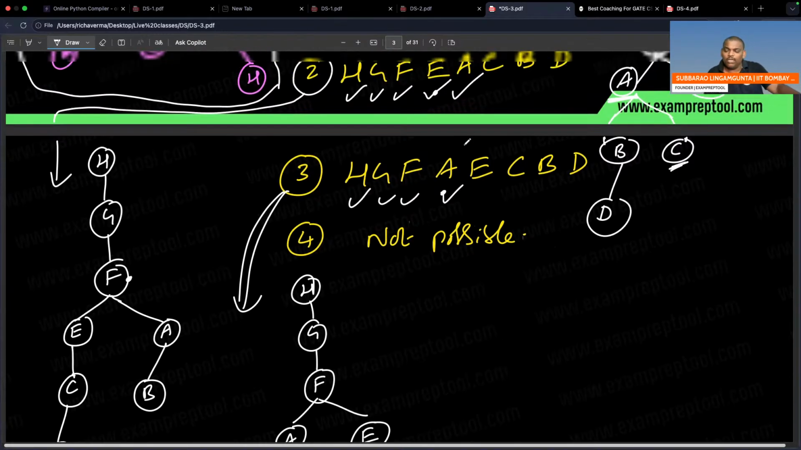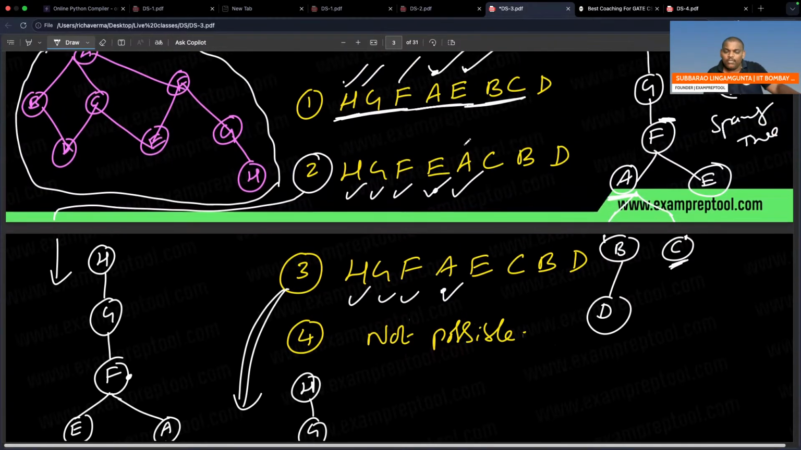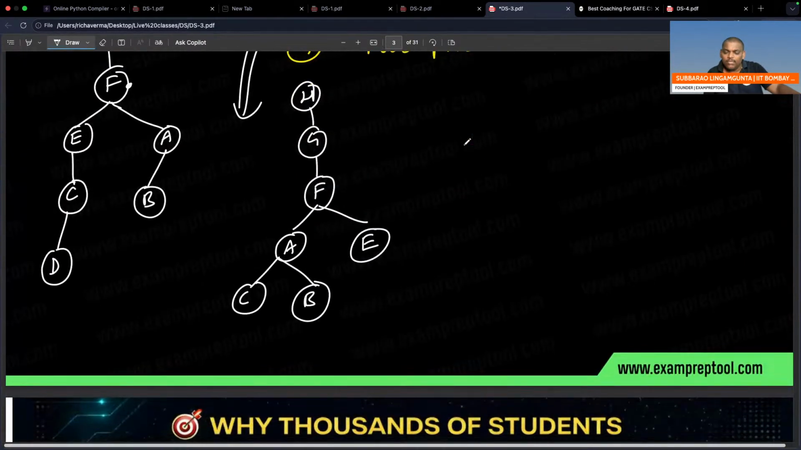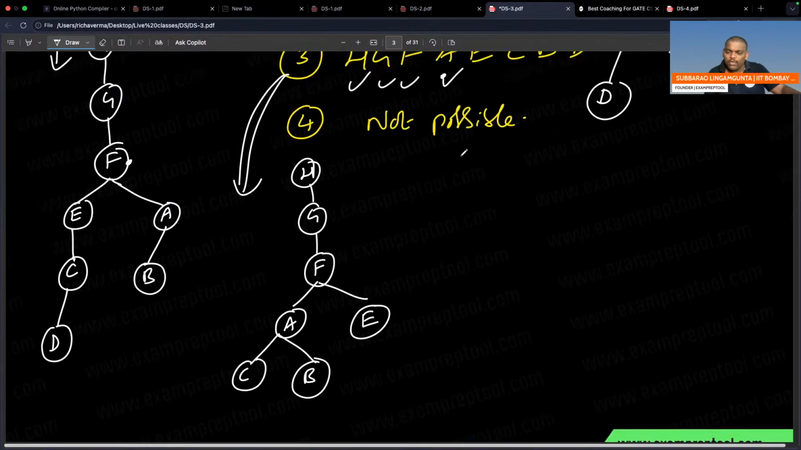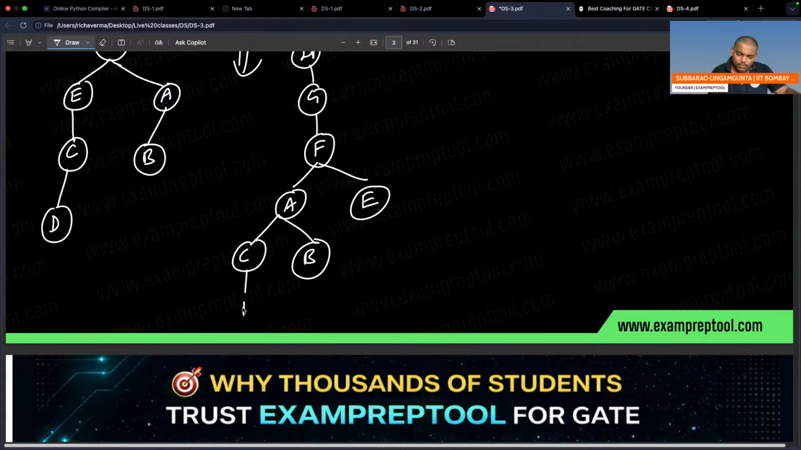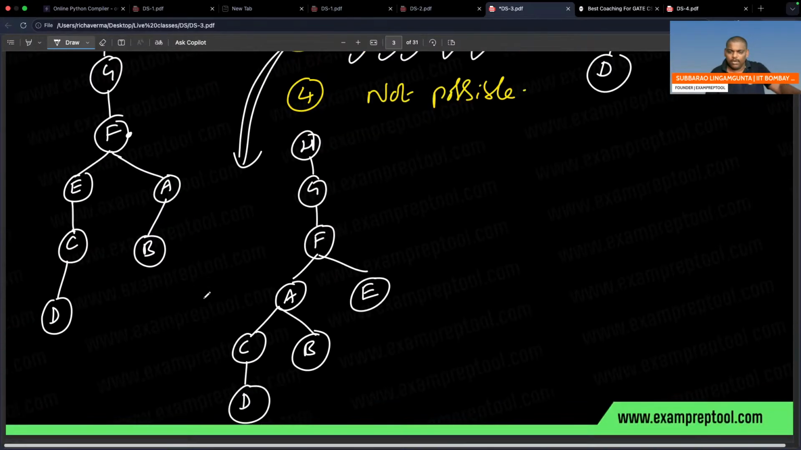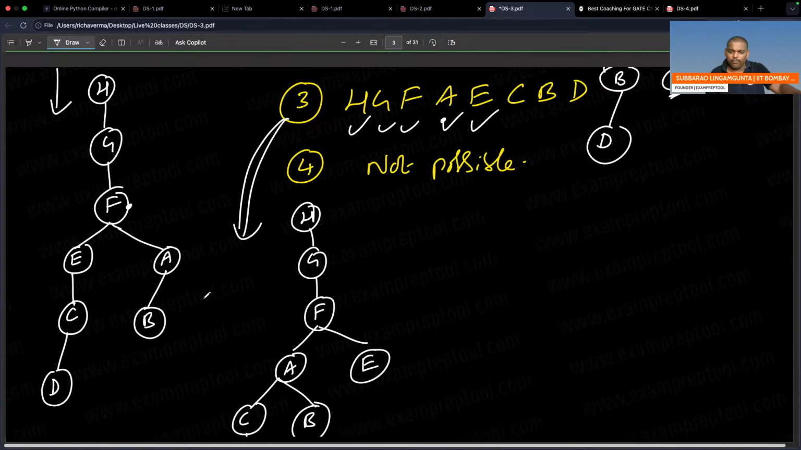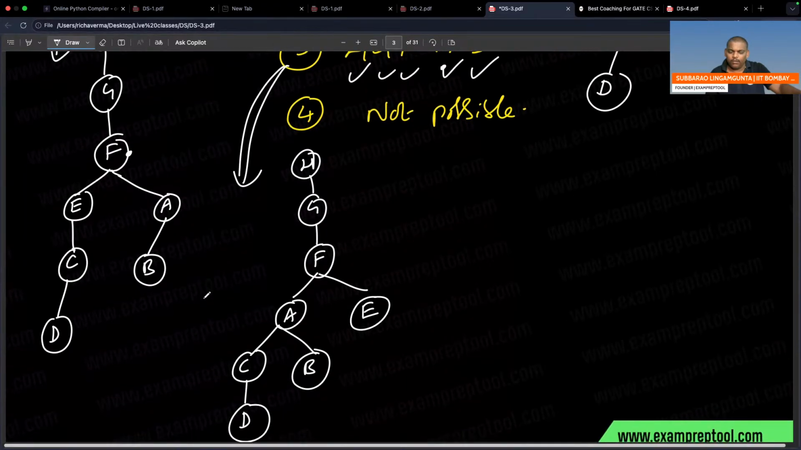Now go to E. E adjacent is CF. See the graph. C there, F there. So leave it. After E is over, go to C. C adjacent is D. Right? It is the BFT tree. Are you okay?